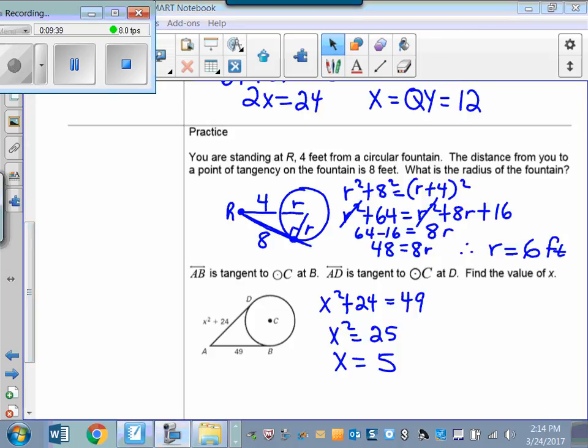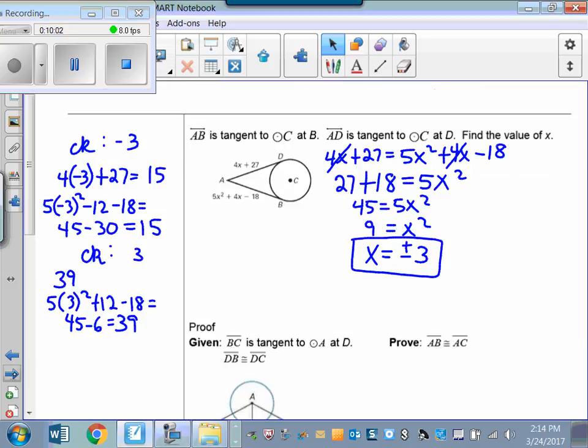Okay, here are your first two practice problems. For the first one, I got that the radius is 6 feet. Please take note of how I set that up. And for the second problem here on this page, I used the theorem that told me those tangents to the circle with the common endpoint are congruent. I got 5 for that. So please pause here if you did not get those answers and check to see where you went wrong.